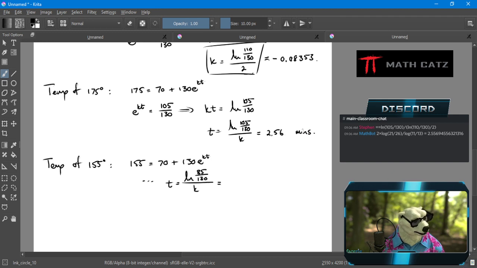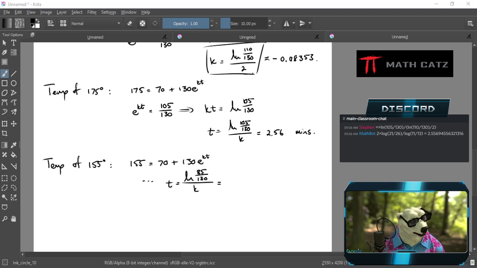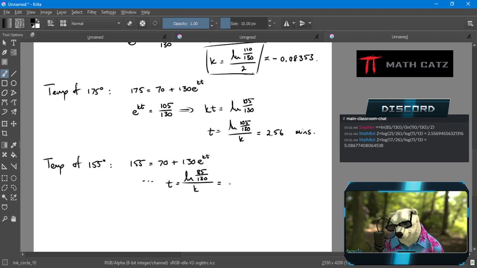And for the end of the time window, I'm not sure if I could just do it this way. Recycle a previous entry for MathBot. I'll give it a shot. It does work. Okay, good. Just changing the 105 to an 85 as per our calculations. I get 5.09 minutes.